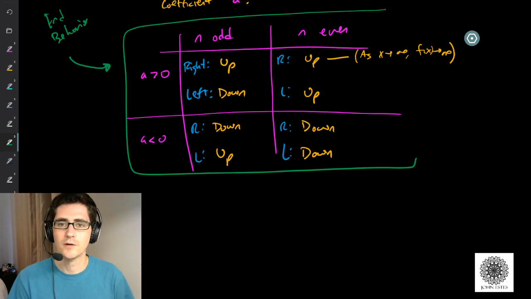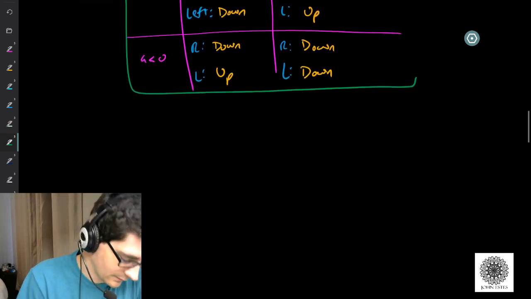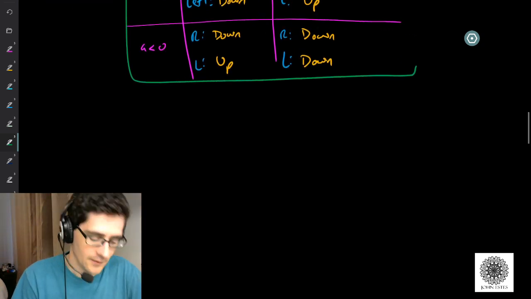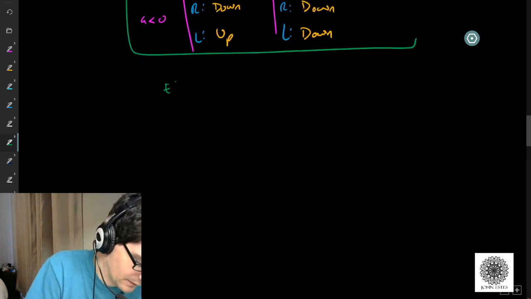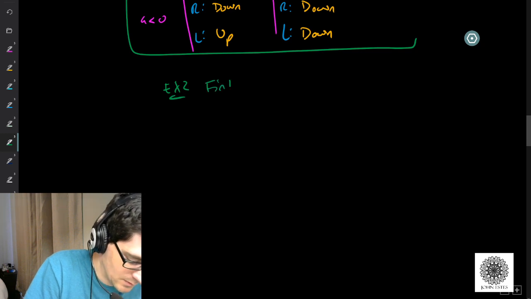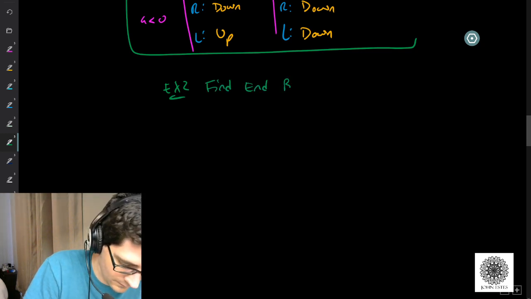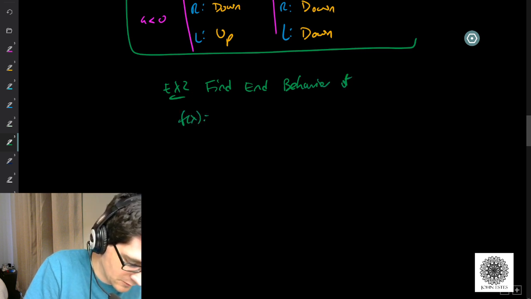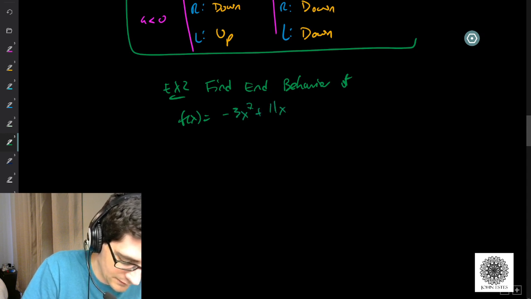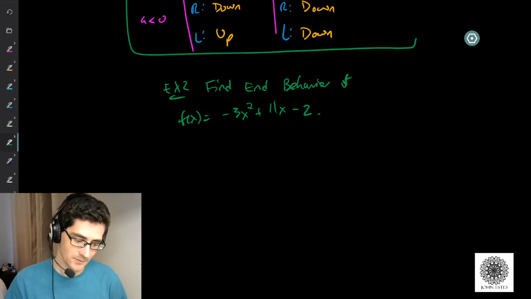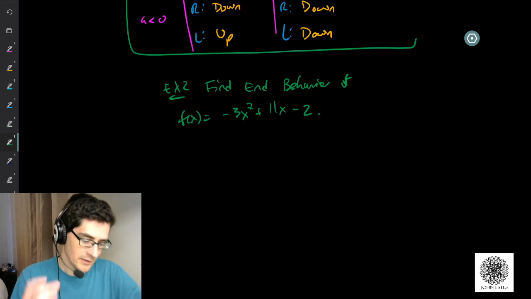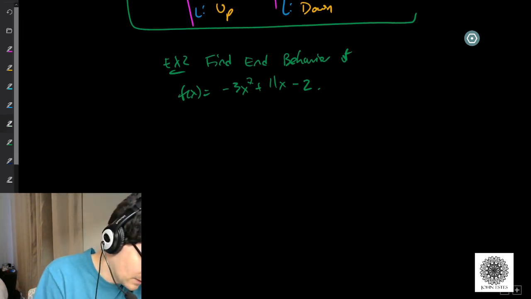Let's do an example. Let's just find the end behavior for right now, and then what we want to do eventually is be able to graph a polynomial. But first, let's find the end behavior of, how about f of x equals -3x to the 7th plus 11x minus 2. I don't know a lot about this polynomial, but I think I can find the end behavior here.